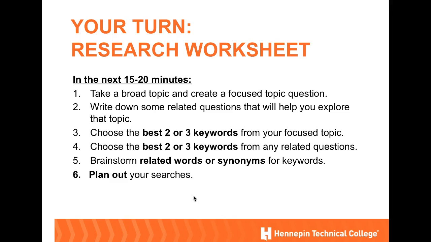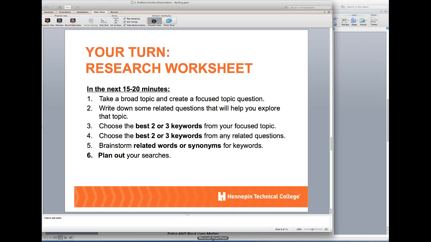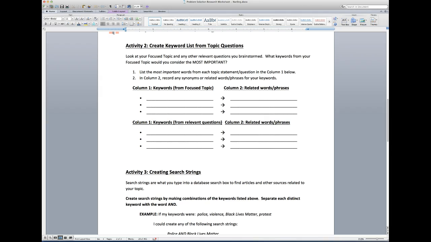From those questions, choose the best 2 or 3 keywords from your focus topic. Then choose the best 2 or 3 keywords from any of your related questions. And come up with related words and synonyms. Remember, so you can find anything related to that topic regardless of the exact terminology that the authors use. And start planning out your search. And your Word document here will help you find that information, right?